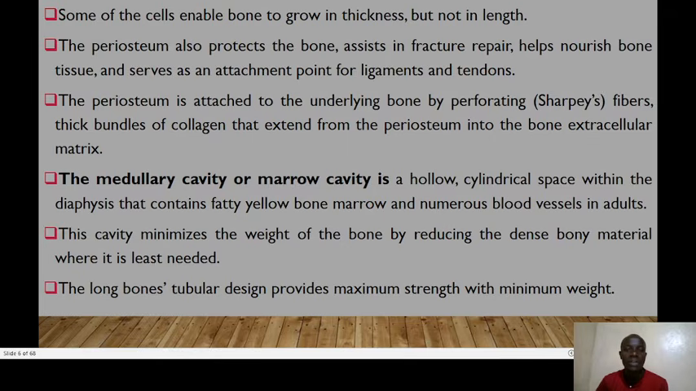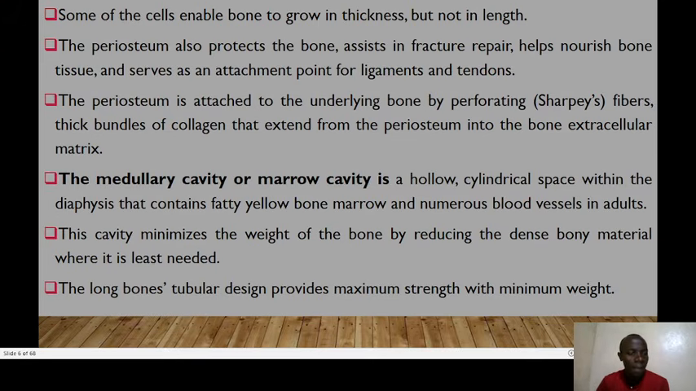Remember, growth in length is because of the hyaline cartilage, the one that is domiciled in the metaphysis as the epiphyseal plate. So the periosteum also protects the bones. It assists in fracture repair, helps nourish bone tissue, and serves as an attachment point for the ligaments and tendons. The periosteum is attached to the underlying bone by perforating fibers. We call them the Sharpey's fibers, and these are just thick bundles of collagen that extend from the periosteum into the bone extracellular matrix.